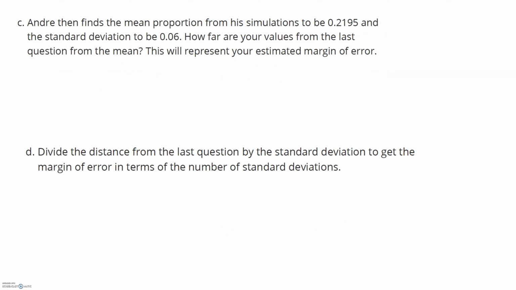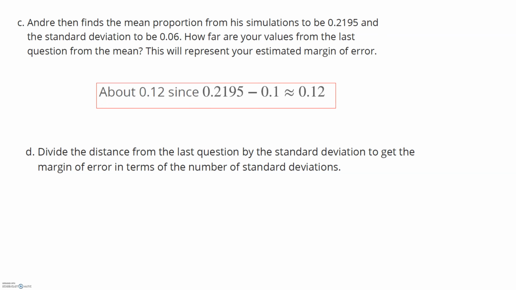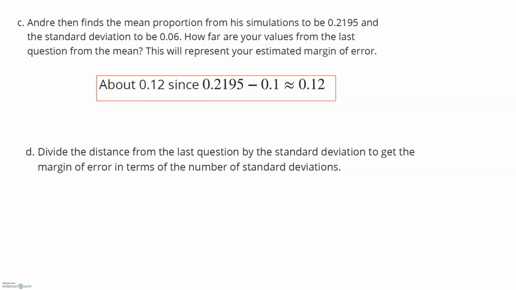So I want to know what would that be in terms of my margin of error. So I just need to subtract it. Okay, I'm going to subtract 0.2195 minus 0.1. And that will give me a 0.12.